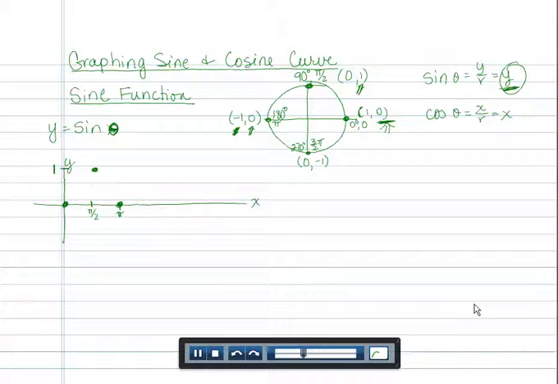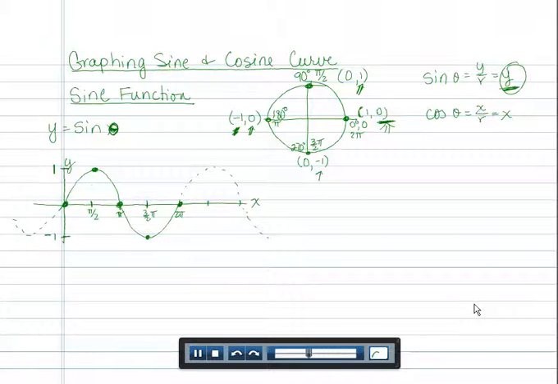Then we move on to 3 halves pi, and notice that I'm evenly spacing these angles because the distance between them is pi halves. At this point, the y value is negative 1. And last but not least, we make it around the circle, which once again we're going to be at 2 pi. The y value is 0 again. And what we find when we sketch this is that the sine curve is going to be curvy like this. And the beautiful thing about the sine curve is that it literally repeats itself to the left and to the right.